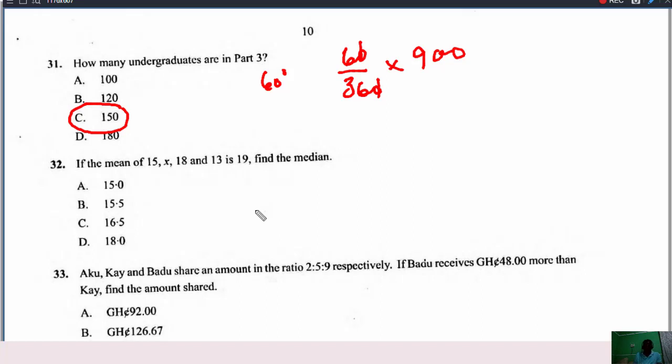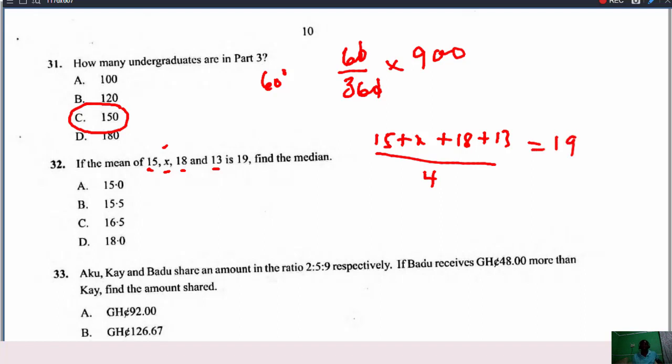So we have question 32. If the mean of 15, x, 18, and 13 is 19, find the median. So we need to find x first. So the mean is the sum over the number of items. So 15 plus x plus 18 plus 13 over 1, 2, 3, 4. 4 numbers will give us 19.